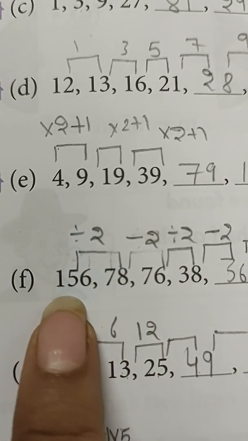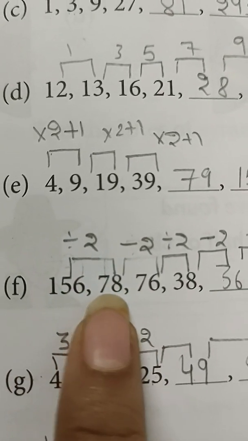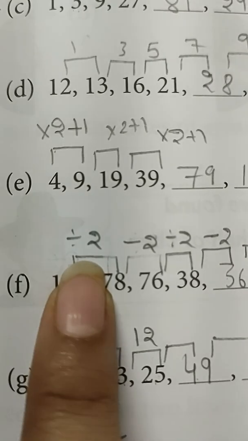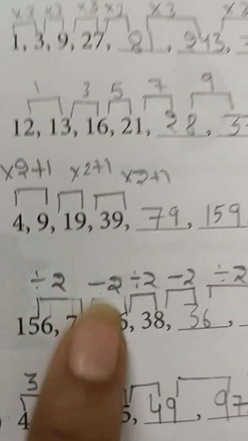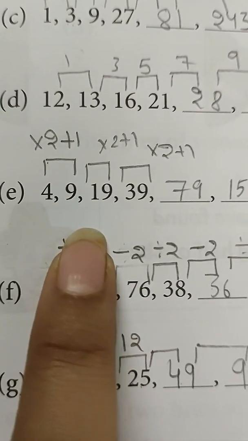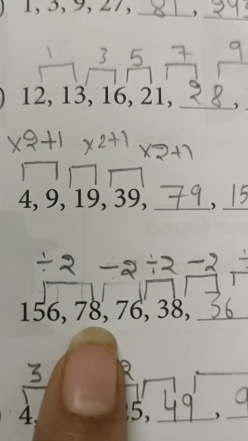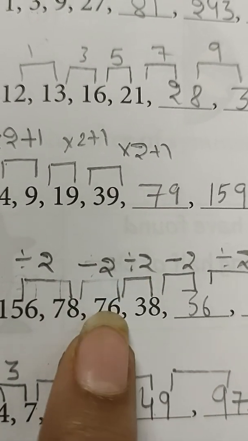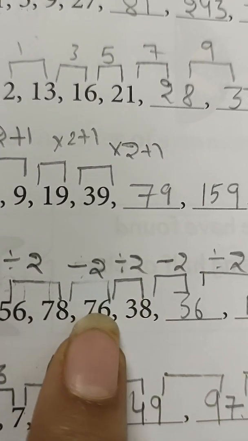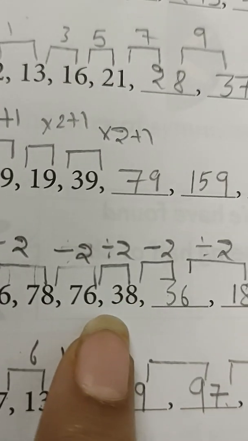If you are going to divide 156 by 78, what will you get? You will get only 2. So 156 divided by 2 gives 78. Now after 78 it is 76, which means we are subtracting 2. So we write 76. Now 76 divided by 2 is equal to 38.